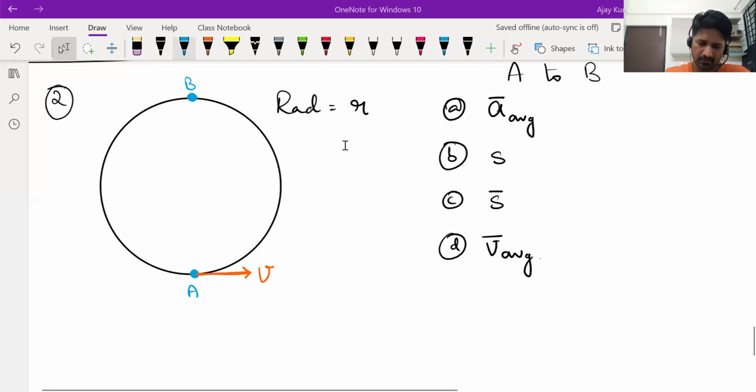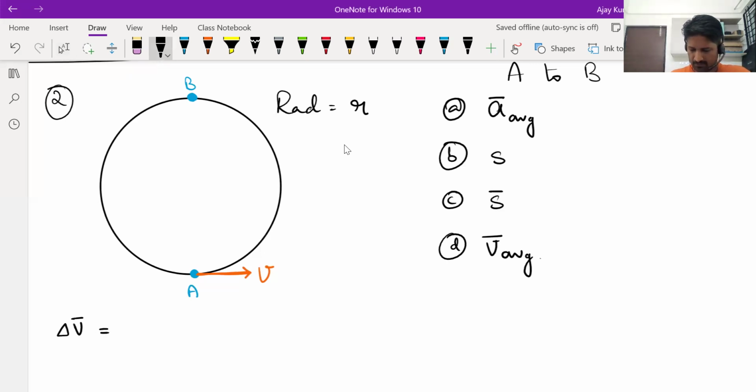Okay. Any answer for change in velocity first? Because to express average acceleration, you need delta V, delta T. Any answer for delta V? Sir, minus 2v i cap. Correct. This initial velocity can be written as V i cap. And finally, when the object is at B, it will be moving like this. That becomes minus V i cap. So final velocity minus initial velocity becomes minus 2V i cap.